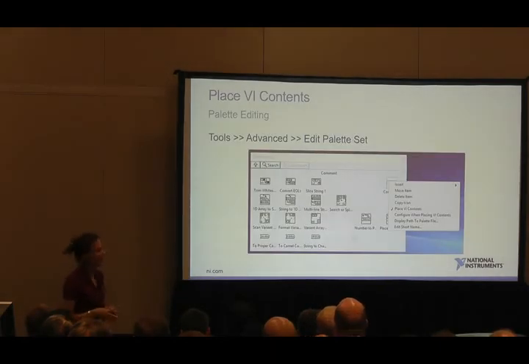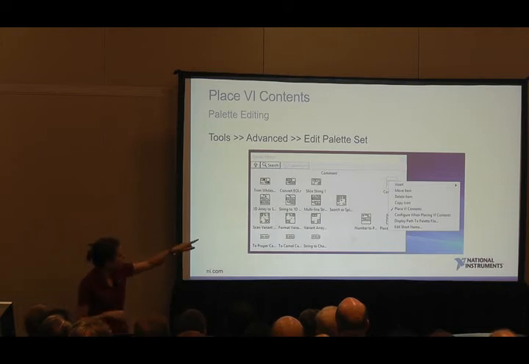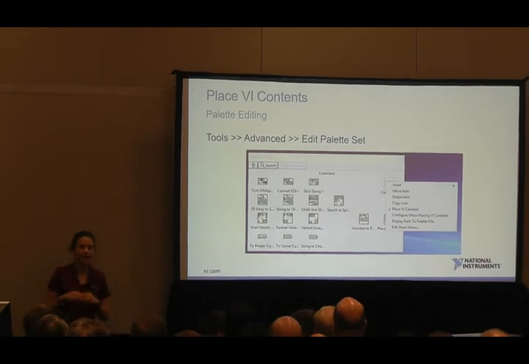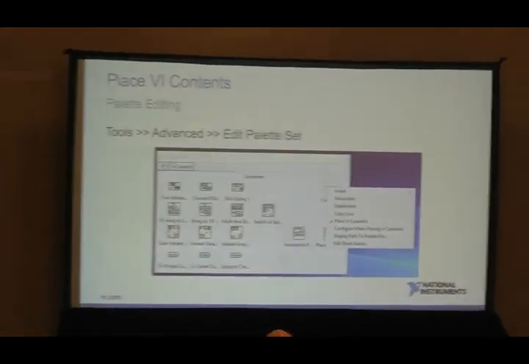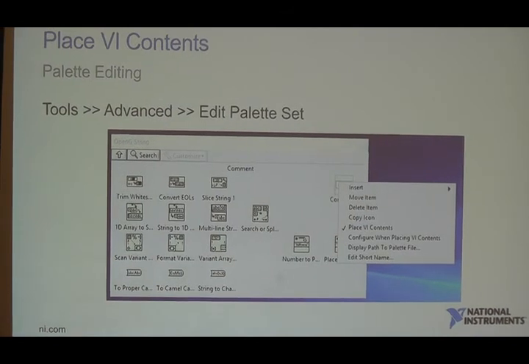So one of them is palette editing and Place VI Contents. Most of you have probably used OpenG in here, but might not know what's going on behind the scenes on some of this stuff. And one of them is the comment. So you'll see there, you can actually place VI contents. The way the color-coded comment works in OpenG is it is a VI. It is literally on disk, a VI, and it has that color.